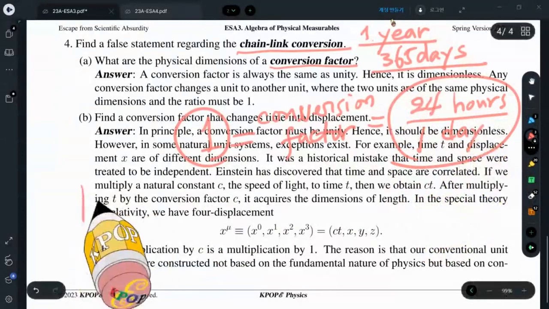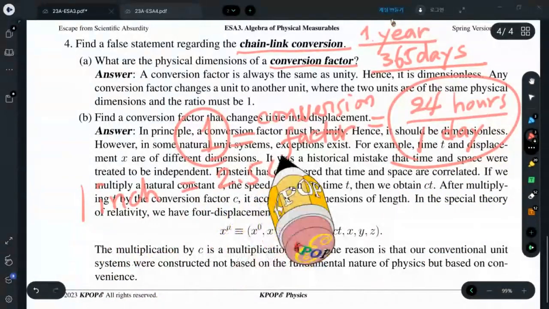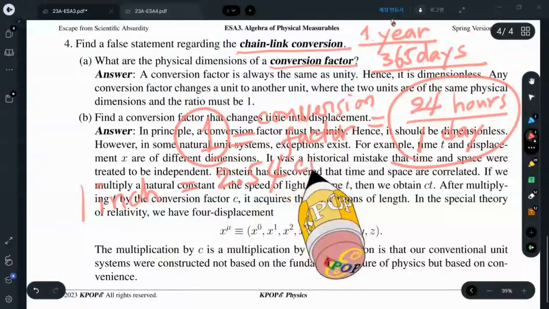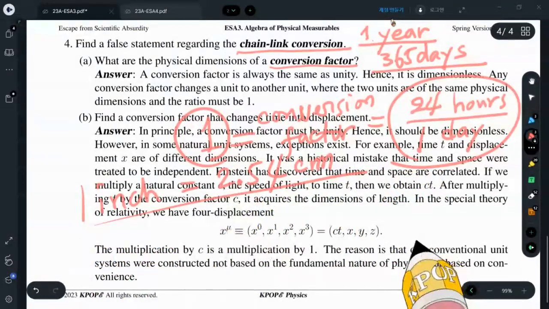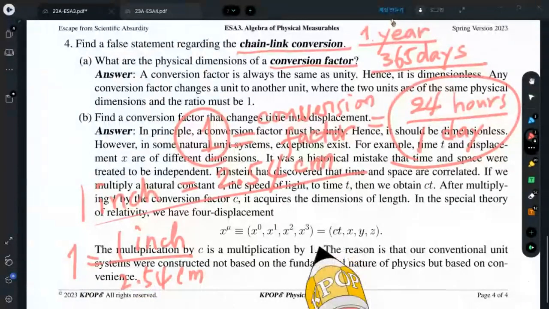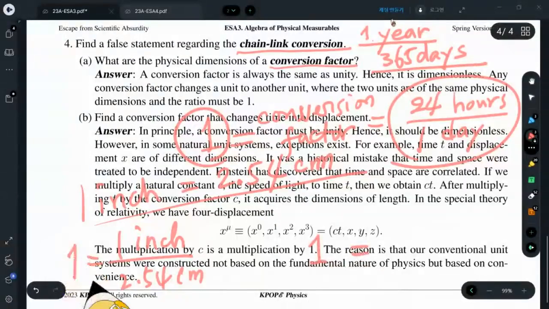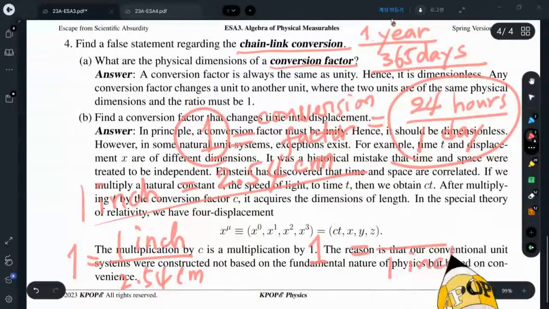For example, 1 inch is 2.54 centimeters by definition. So what is the conversion factor? It could be 1 inch divided by 2.54 centimeters. This can be a conversion factor, and because it is one, its reciprocal is also one.